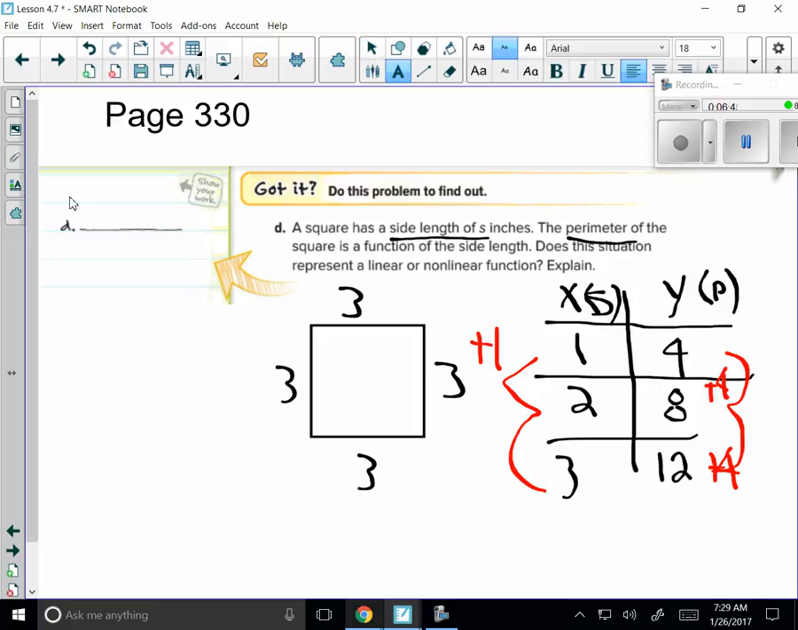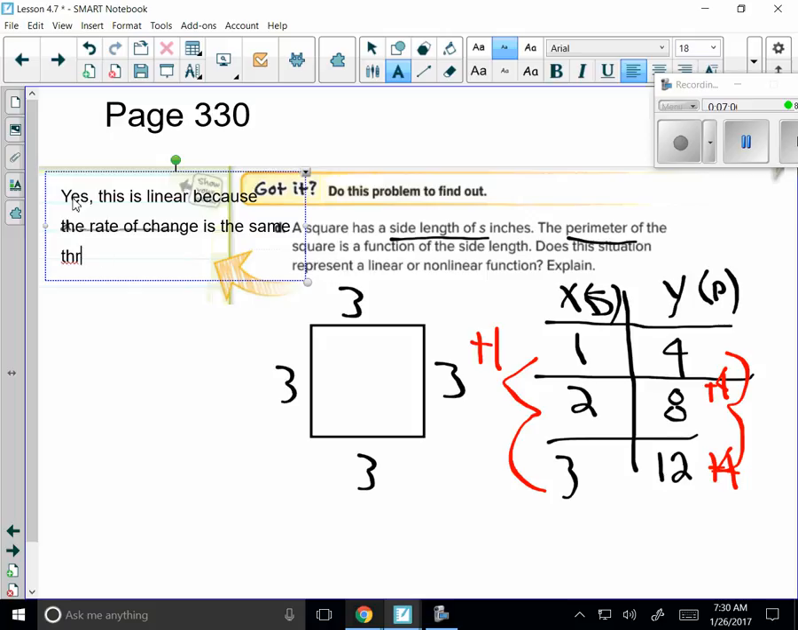So over here on the side, we need to explain that, yes, this is linear because the rate of change is the same throughout. So if you ever get stuck on a problem, I think that making a table usually is the best bet.